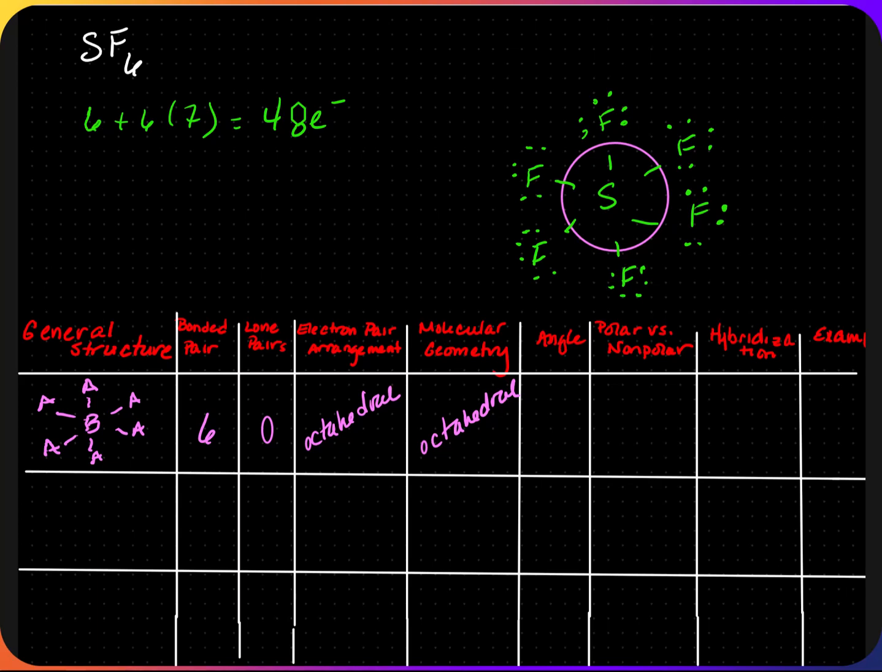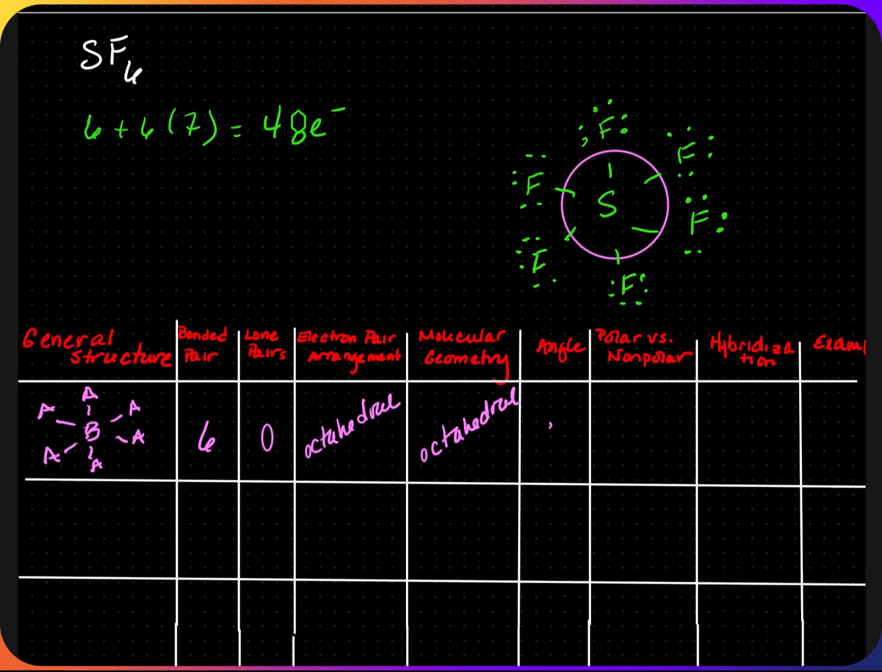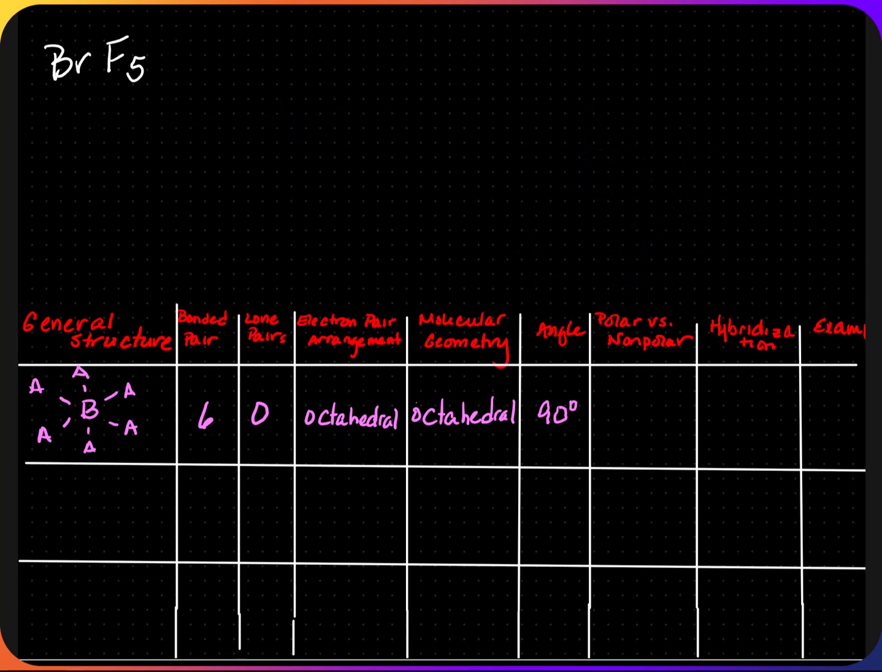The angle between any of the elements that are bonded is all 90 degrees. Pause the video and draw the structure for BrF5 and then check your answer. Br has 7 valence electrons. There's 5 fluorines, each with 7 valence electrons. So this is going to add up to 42 electrons.